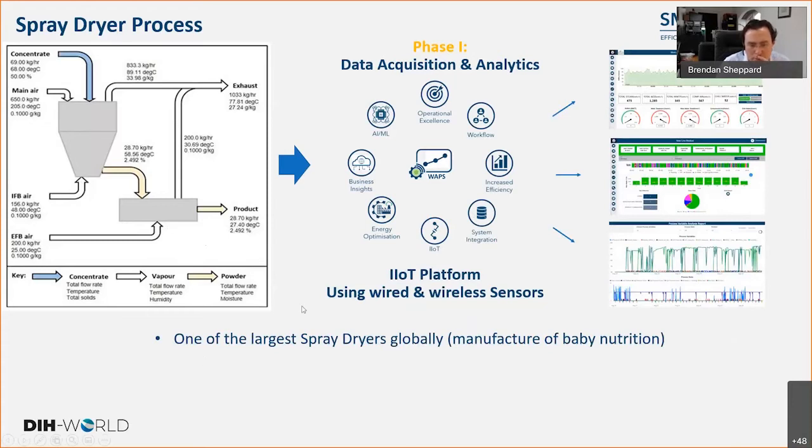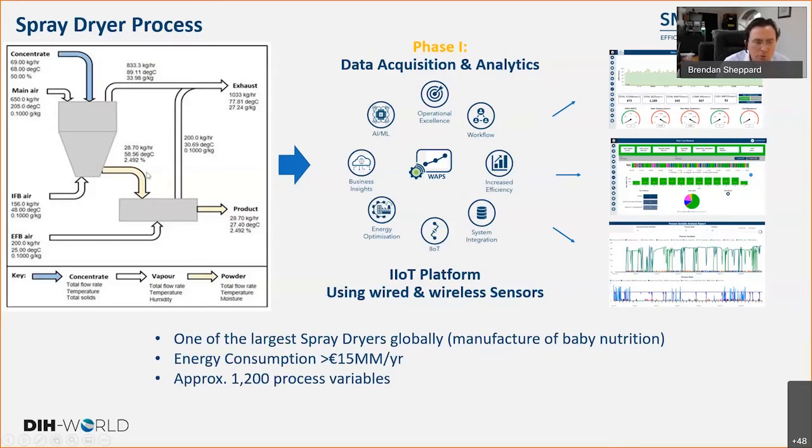This spray dryer is based in Ireland, but it's one of the largest spray dryers globally. So the scale is very significant. It consumes over 15 million euros a year in energy. Using our data collection system, we connected to about 1,200 process variables: temperatures, electricity, gas, steam, water, all of these different parameters. And for the scope of the experiment, we focused on about 6 million data points.